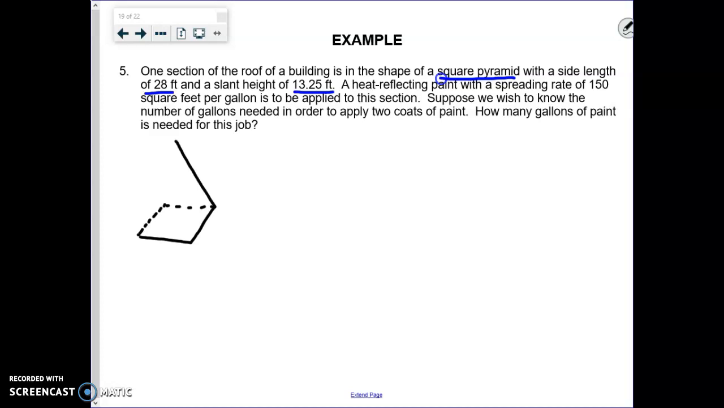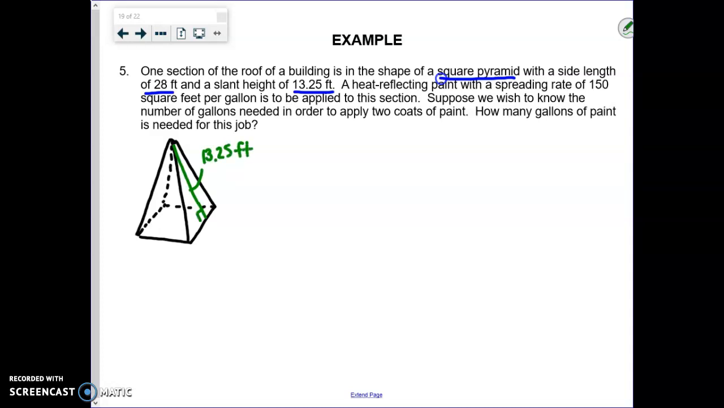And if we do this, I think that's a pretty good job right there. There's your square pyramid. Now, ladies and gentlemen, it says that the slant height is, and I'll put that in a different color, 13¼ feet, so slant height would be right here. That's your slant height. That's 13¼ feet.